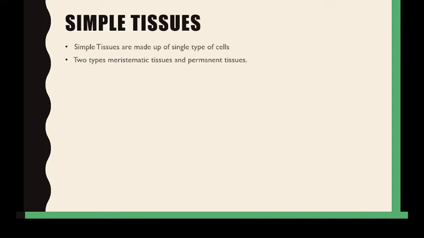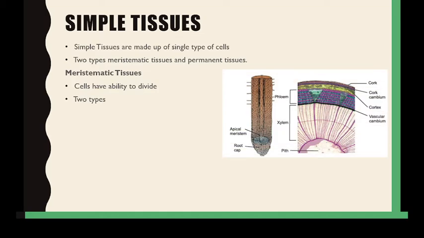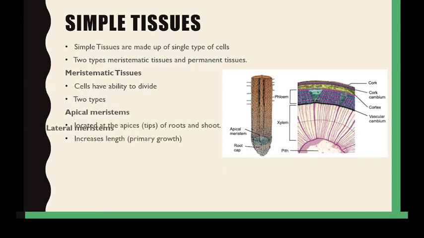What are simple tissues? They are made up of a single type of cells, and they are further divided into two types: meristematic tissues and permanent tissues. Meristematic tissues are those types of tissues which have the ability to divide. There are two types of meristematic tissues: apical meristem and lateral meristem. Apical meristems are present on tips of roots and shoots, where they are responsible for cell division, and they can increase the length of the plant on shoot and root. So, that type of growth is also known as primary growth.